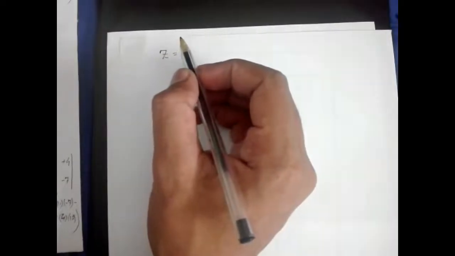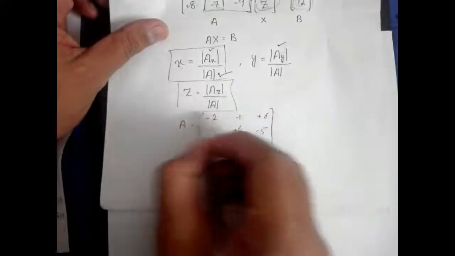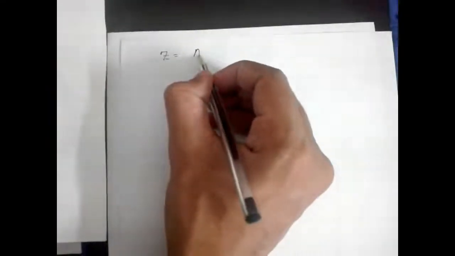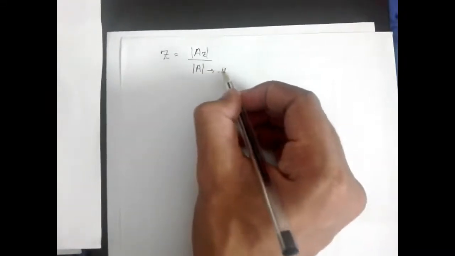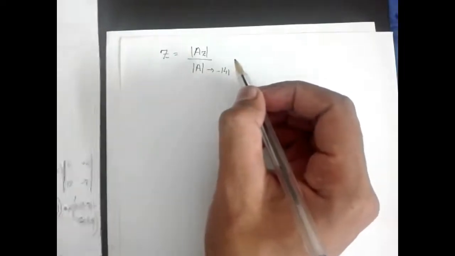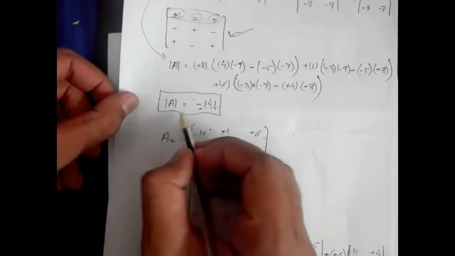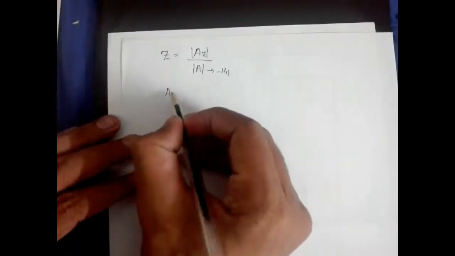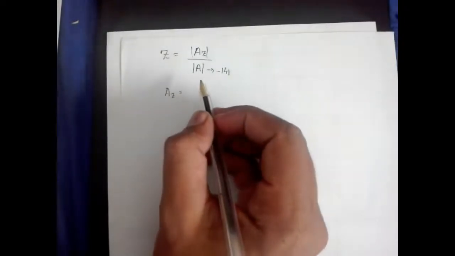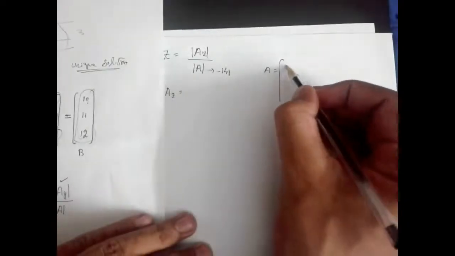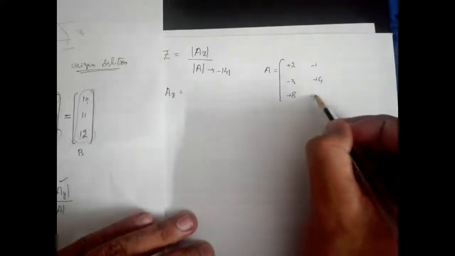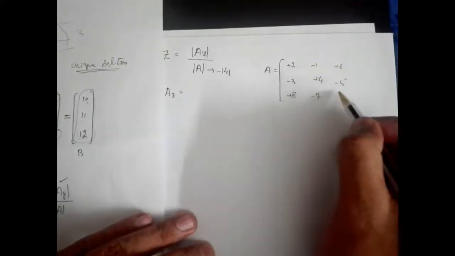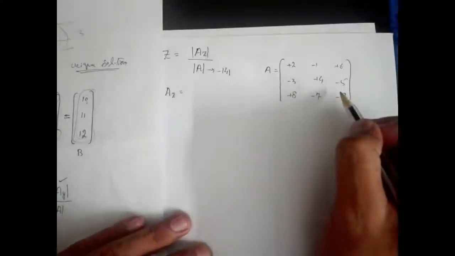Now come toward z. I know that z is equal to the determinant of Az divided by the determinant of matrix A, and the determinant of A is minus 141, as you have from here. Now we are interested in Az. So let's first write the Az matrix. As I have the A matrix, that is plus 2, minus 3, plus 8, minus 1, plus 4, minus 7, plus 6, minus 5, minus 9. So this is our A matrix.